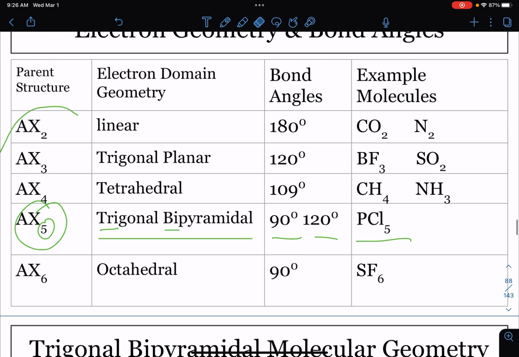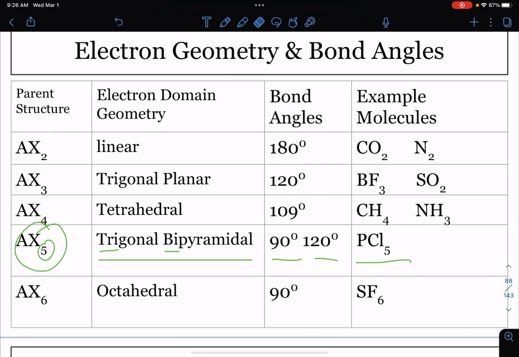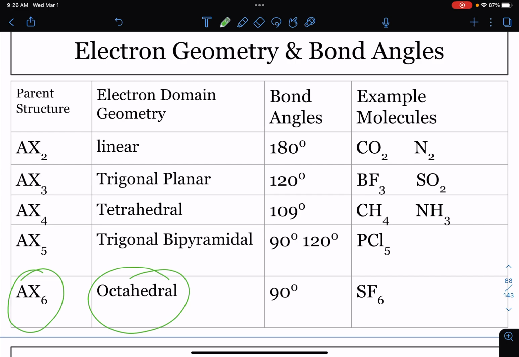So now let's go back up here and look at the AX6. We have 6 electron domains around the central atom. We call this octahedral, and I know that might sound weird because oct usually means 8, like an octagon has 8 sides, so you might think octahedral should have 8, but in fact it does have only 6 attached atoms, and we'll look at why it's called octahedral in a moment. The bond angle is 90, and our example is SF6.